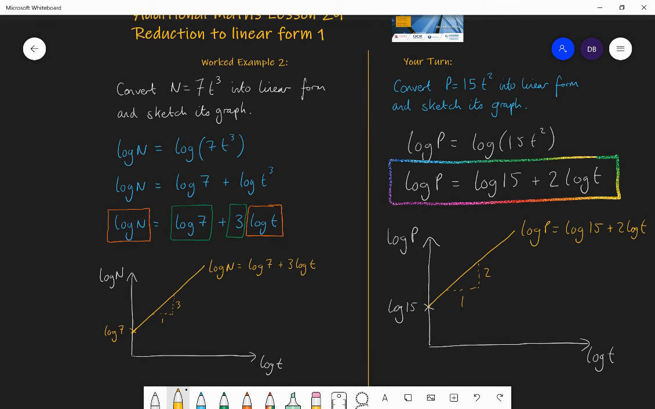Okay, in the next lesson, we're going to look at putting data into these graphs. Okay, so getting these graphs from just pieces of data and seeing if we can fit them into an exponential function, which then goes into a linear graph, etc.